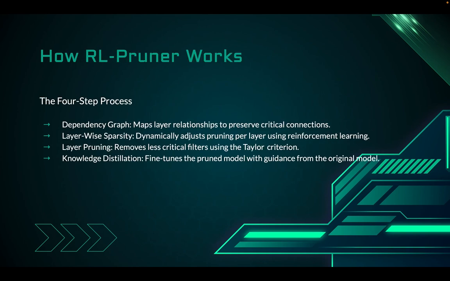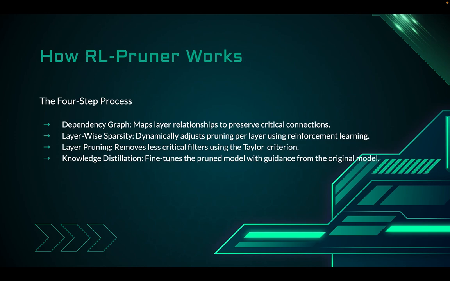So how does RL Pruner work? Briefly, as you can see, it's a four-step process: there's a dependency graph, and then the layer-wise sparsity, and then layer pruning, and then knowledge distillation. So we'll take a closer look into all these four processes, and we'll start with the dependency graph.